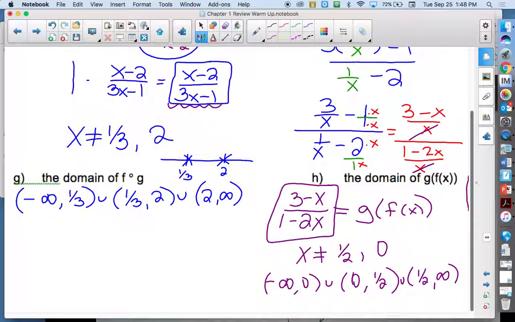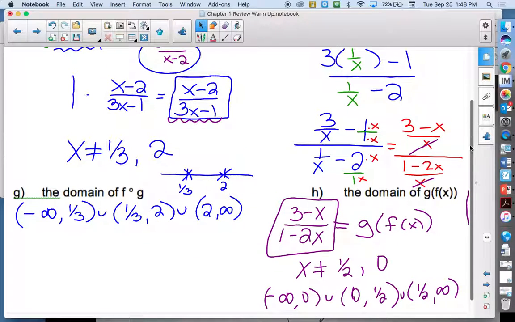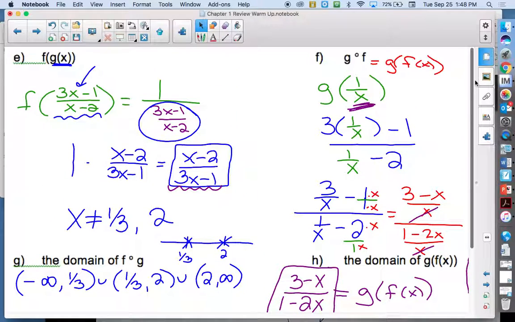Any questions with that? So as Brandon said, hey, isn't this a problem from your packet? Yes. These two are the last two problems of 13 in your review worksheet. So when you look at 13, you can refer to this opener because E and F on this worksheet are E and F in your packet for number 13.